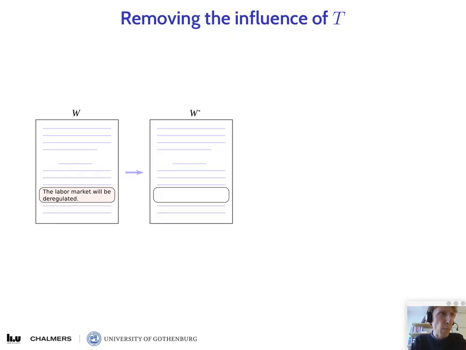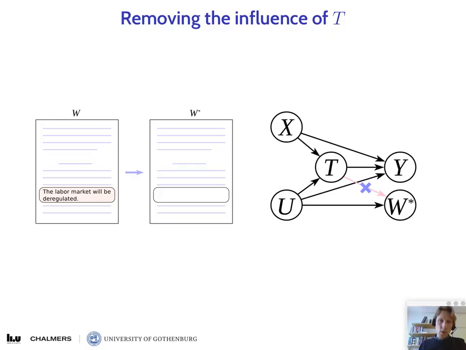Alternatively, that we have a perfect automatic procedure that can take away the related passages automatically. So this in practice means that we remove this edge from the causal graph that goes between the treatment variable and the text or its representation.